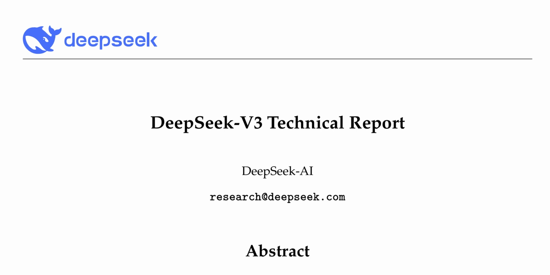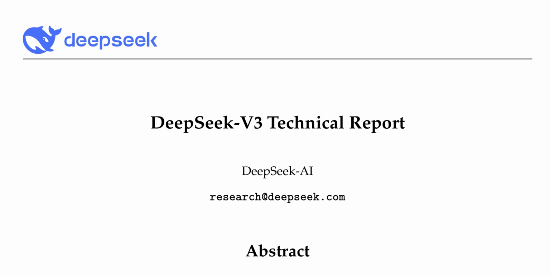Pre-training. Towards ultimate training efficiency, we design an FP8 mixed precision training framework and, for the first time, validate the feasibility and effectiveness of FP8 training on an extremely large-scale model. Through the co-design of algorithms, frameworks, and hardware, we overcome the communication bottleneck in cross-node MoE training, achieving near-full computation-communication overlap. This significantly enhances our training efficiency and reduces the training costs, enabling us to further scale up the model size without additional overhead.